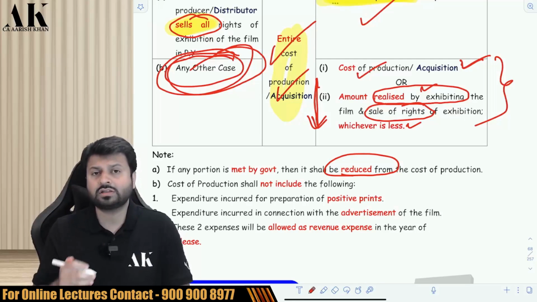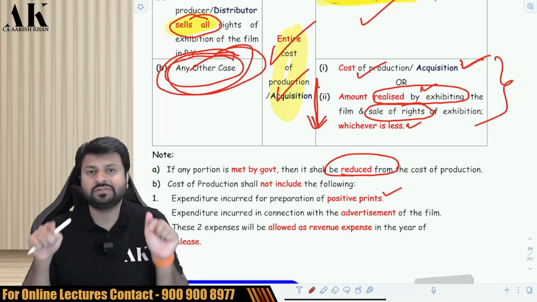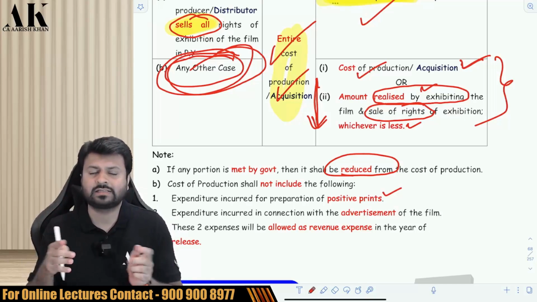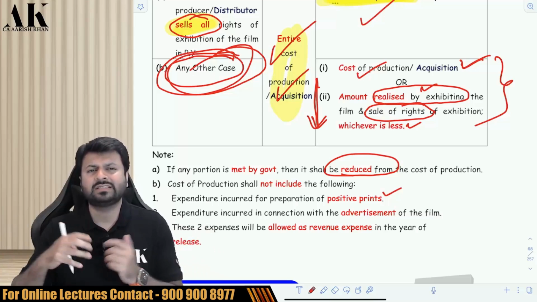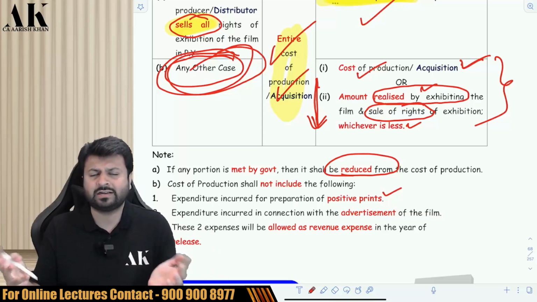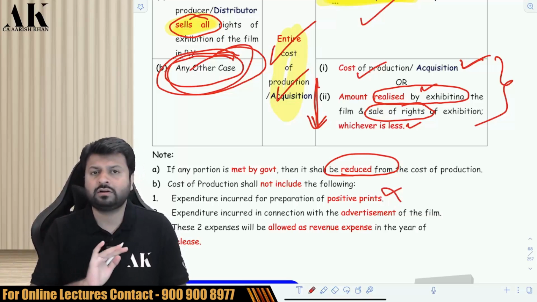Further, the cost of production further will not include two things. First, the cost of making the positive prints, the prints which you are making. Every movie has to be made in some prints. Some big budget movies are made in 8,000 prints, 9,000 prints, 10,000 prints. Some small budget movies are made in 500 prints, 600 prints, 1,000 prints. So whatever is the cost of making that print, that will not be part of cost of production.